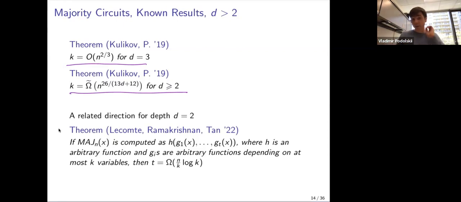I also would like to mention a related research direction here. There was a very nice paper in 2022, just to mention it, so you know that something like that exists. The model is quite similar. We compute majority as a function applied to some other functions, and the fan-in is bounded. So for H, the number of variables is bounded by T. For G functions, the number of variables is bounded by K. This is very similar to our setting, but in our setting the functions must be majority functions, and here they can be arbitrary. And then there is a lower bound.